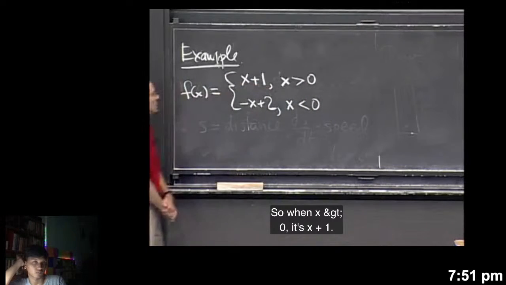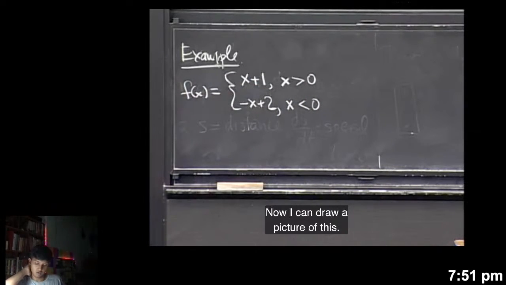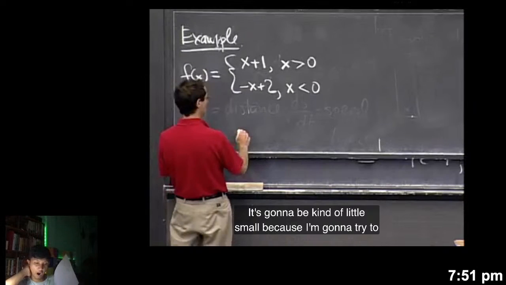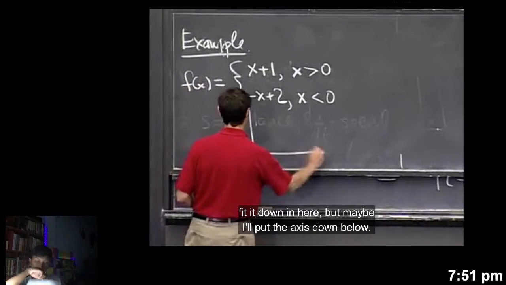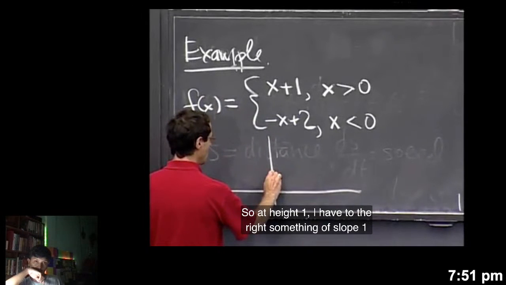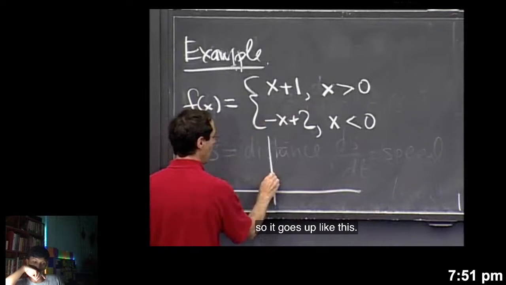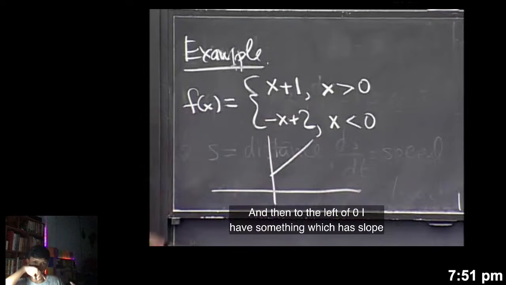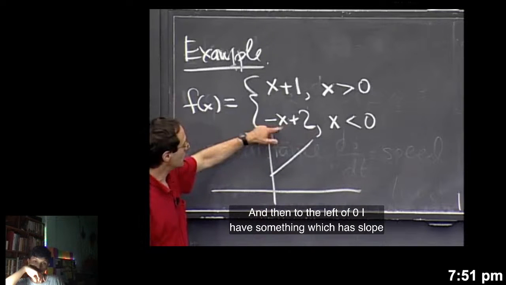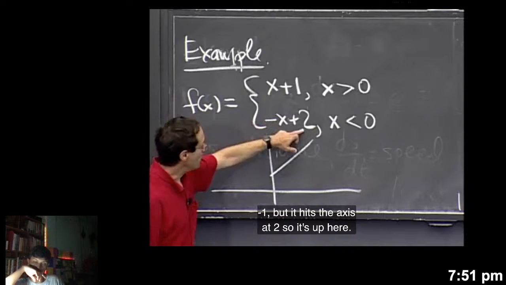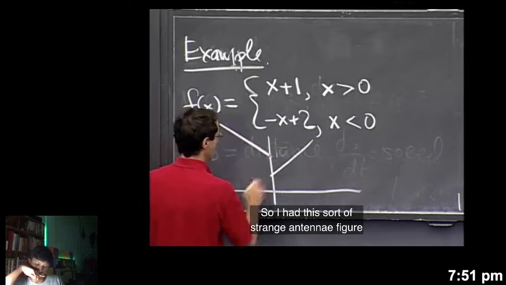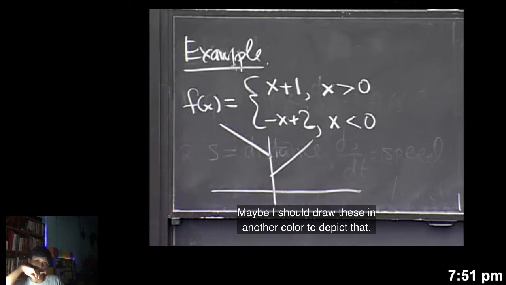Now I can draw a picture of this. It's going to be kind of a little small because I'm going to try to fit it down in here, but maybe I'll put the axis down below. So at height 1, I have to the right something with slope 1, so it goes up like this. And then to the left of 0, I have something which has slope -1. But it hits the axis at 2, so it's up here. So I have this sort of strange antenna figure here, which is my graph. Maybe I should draw these in another color to depict that.